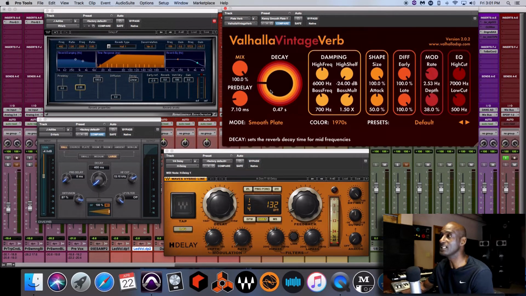And so the mistake that we're making, to get straight to the point, is that we're looking at the time on the R Verb as milliseconds, when in fact the time on the R Verb is in seconds. Likewise, on the Valhalla Vintage Verb, the decay time is also in seconds. See it right here? And the pre-delay is in milliseconds. I'm not seeing a whole lot of problems with the pre-delay. Of course, the Pro Tools stock plugin has both milliseconds and seconds.